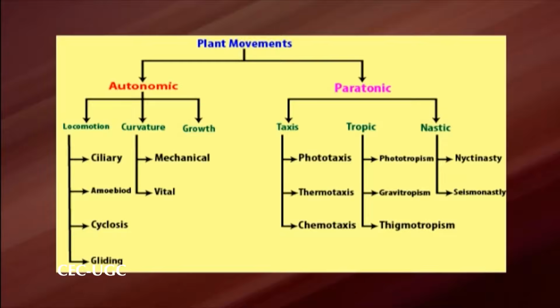Taxis movements. These are also sometimes called tactic movements. These tactic movements are commonly observed in flowerless plants. These tactic movements include those movements where an organism, most often single or fused cells, and rarely an organ, moves towards or away from some stimulus. Some of the familiar taxis movements are phototaxis, thermotaxis, and chemotaxis.